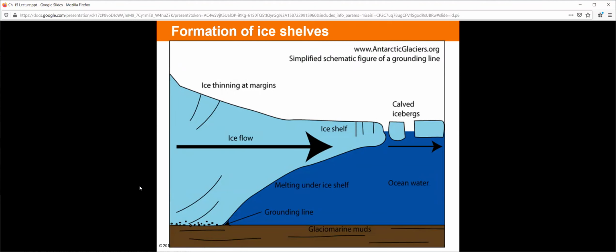Here's an image showing kind of what we're talking about here. So you have, again, this could be Antarctica, for example. As you get closer and closer to the water, the ice layer thins in size, creating an ice shelf. And then eventually those giant pieces of ice break off, creating your icebergs, which then float around and take down the Titanic and stuff like that.